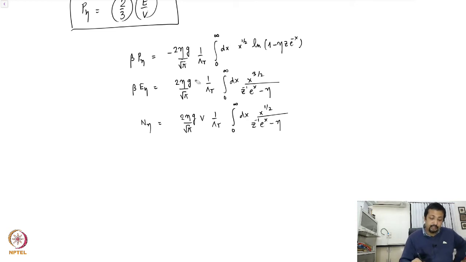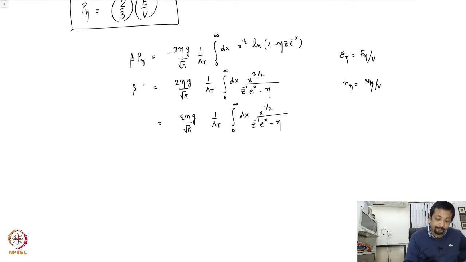So I can simplify a little bit further, in the sense I can take the volume to the right hand side over here and over here, and define the energy density epsilon eta as E eta over V and the number density n eta as capital N eta over V. So this means I have epsilon eta and I have n eta, right?